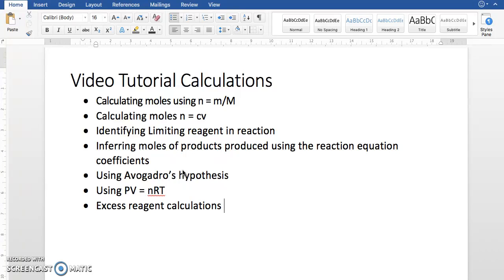Then you're going to use Avogadro's hypothesis to determine the volume of a gas produced. You're going to use PV equals nRT to determine the volume of gases produced in reactions, and also excess reagent calculations, so looking at the amount of reactant which is present after a reaction has completed.